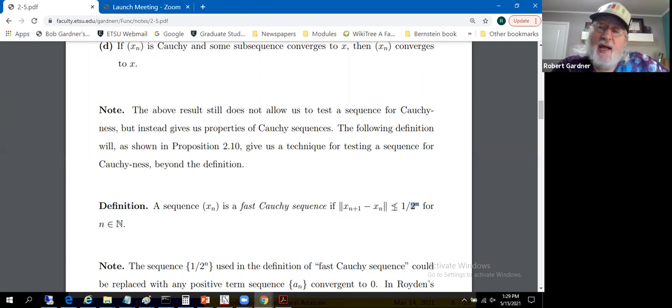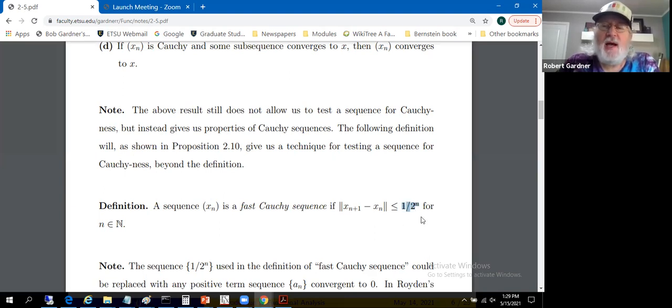The exponent on the 1/2 relates to the smaller of those two indices. So what we're doing is looking at the norm of the difference of consecutive terms in a sequence. Cauchiness dealt with pairs of terms. They didn't have to be consecutive. It dealt with the norm of x_m minus x_n, where m and n were sufficiently large. Here, we can certainly make this small by making n large, but this just deals with the difference of consecutive terms.